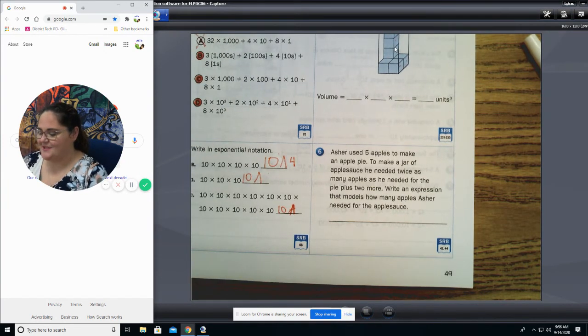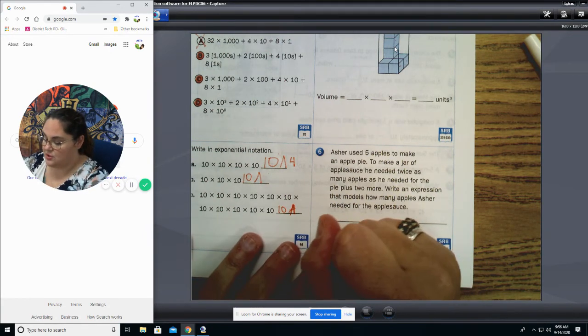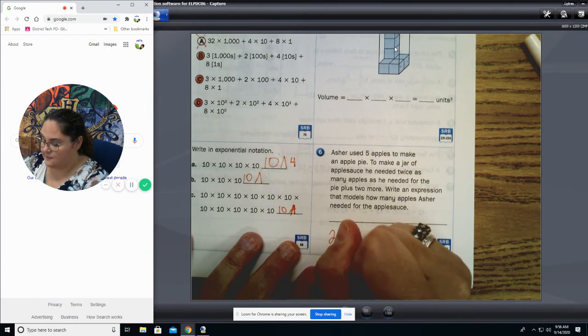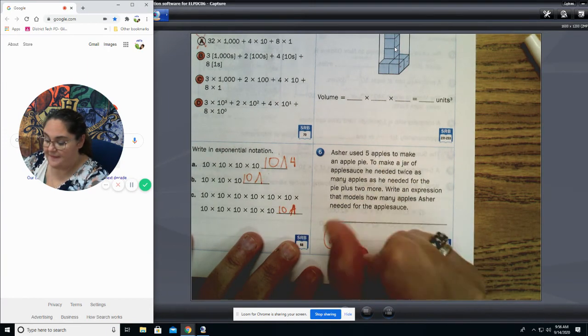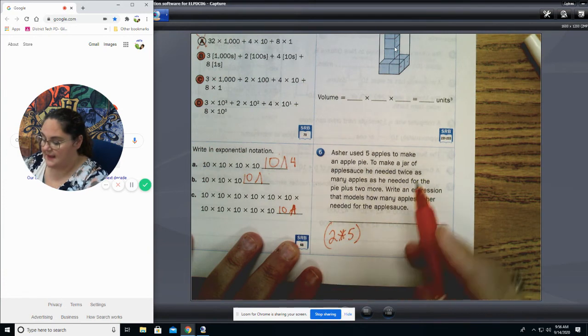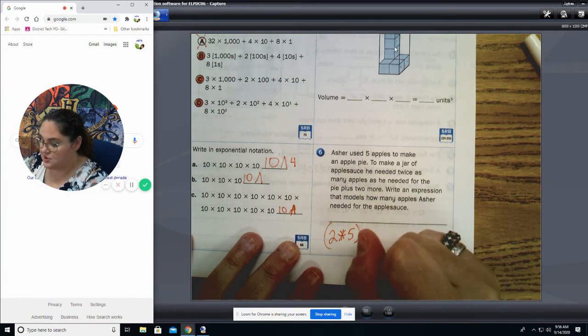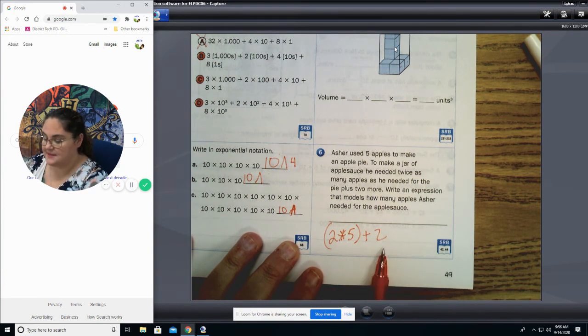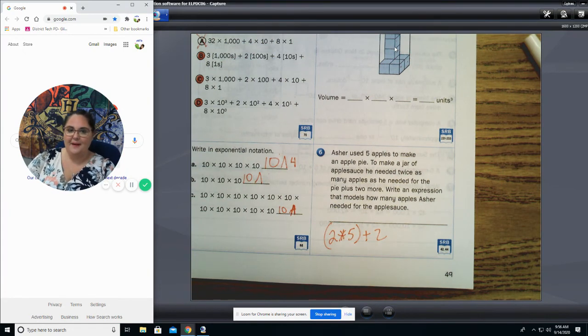And then finally, number 6. Asher used 5 apples to make an apple pie. To make a jar of applesauce, he needed twice as many apples as he needed for the pie, plus 2 more. So 2 times 5 plus 2 more, it says. I might have just given you the expression that you need, and now you need to find your answer.